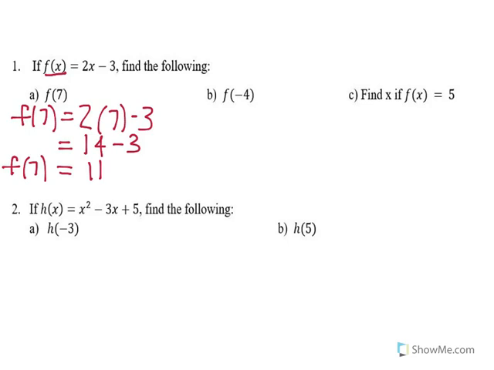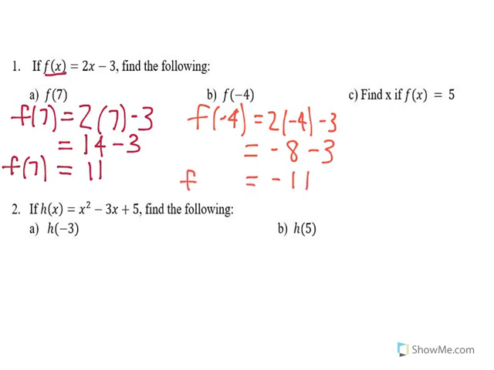So let's take a look at the next one. It says f of negative 4. So we're going to plug in negative 4. So 2 times negative 4 is negative 8, minus 3. We get negative 11. So f of negative 4 is negative 11.